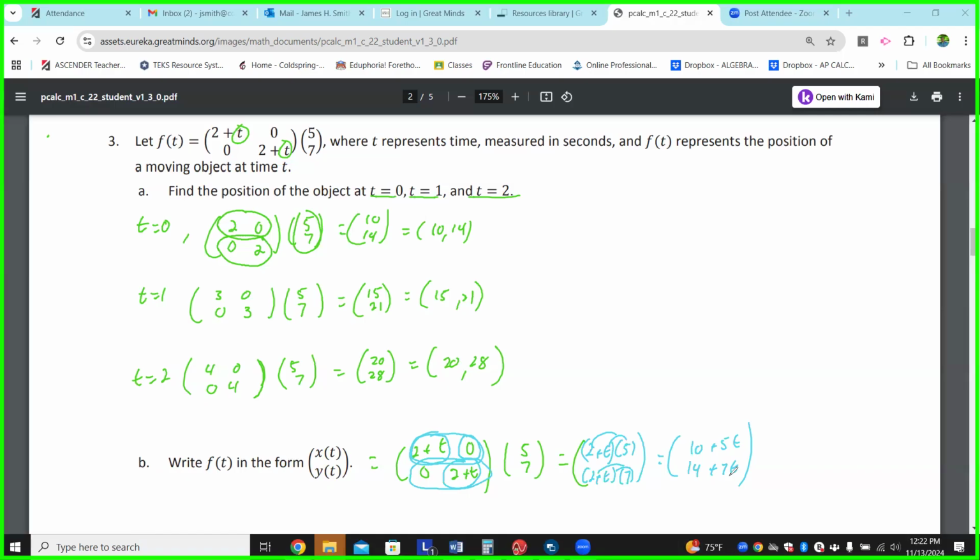Plug in 0, 5 times 0 is 0. I get 10. Plug in 1, 5 times 1 is 5. 5 plus 10 is 15. Plug in 2. 2 times 5 is 10. 10 plus 10 is 20. So it all works out. That's what's basically established in there.